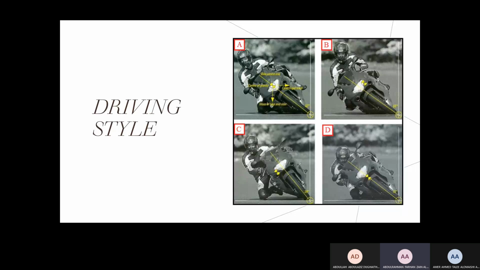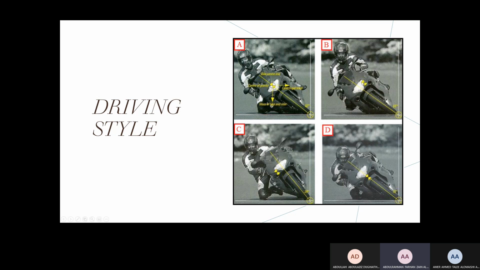Okay, the driving style. The motorcycle roll angle on a turn is influenced in a significant way by the rider's driving style. By leaning with respect to the vehicle, the rider changes the position of the center of gravity with respect to the motorcycle. The following picture illustrates the possible situations. For situation A, if the rider remains fixed with respect to the chassis, the center of gravity of the motorcycle-rider system remains in the center, as you see here.